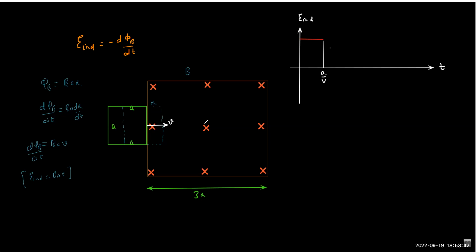And because the flux will not change, so till the time the loop arrives at this end, after traveling how much? How much time will it take to reach here? It is 3A by V.